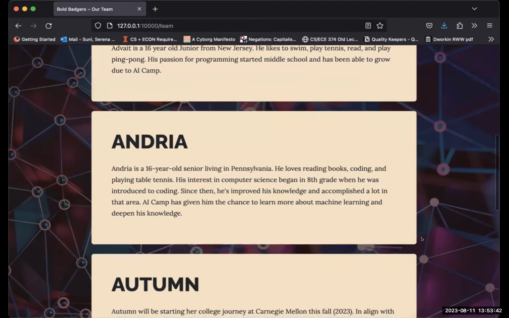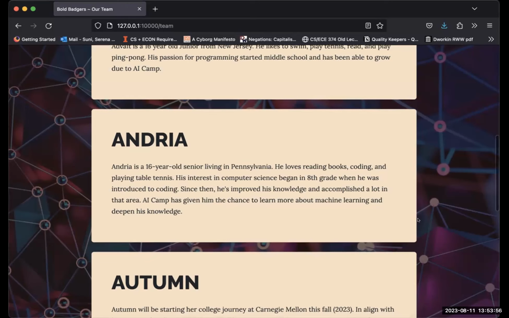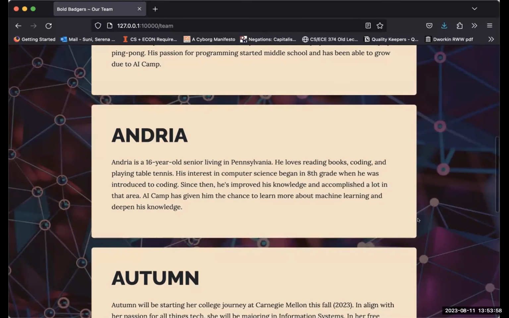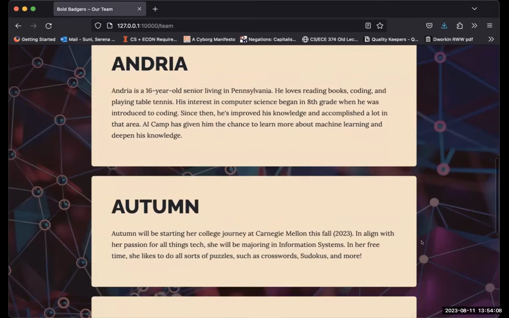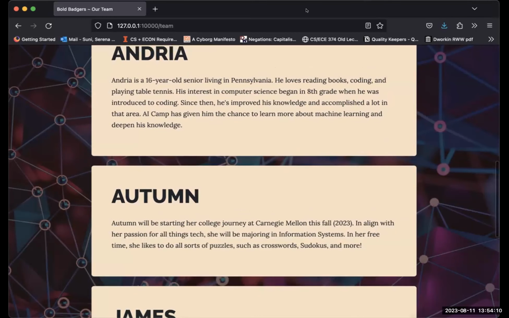Hi, my name is Andria, and I'm a 16-year-old senior living in Pennsylvania. I love reading books, coding, and playing table tennis. My interest in computer science began in 8th grade, when I was first introduced to coding. Since then, I improved my knowledge in the computer-aided area, and I accomplished quite a decent amount in that area. AI Camp has given me the chance to learn about machine learning and deepen my knowledge.